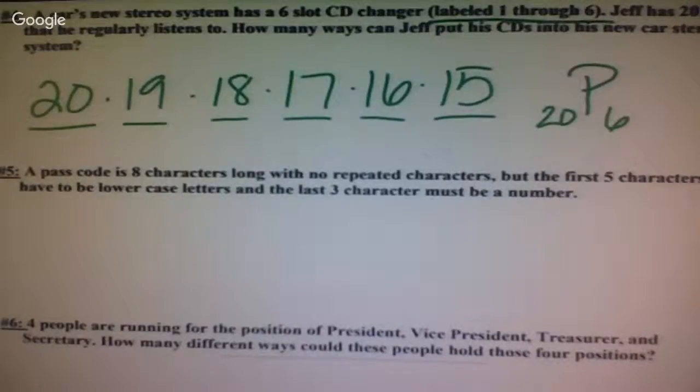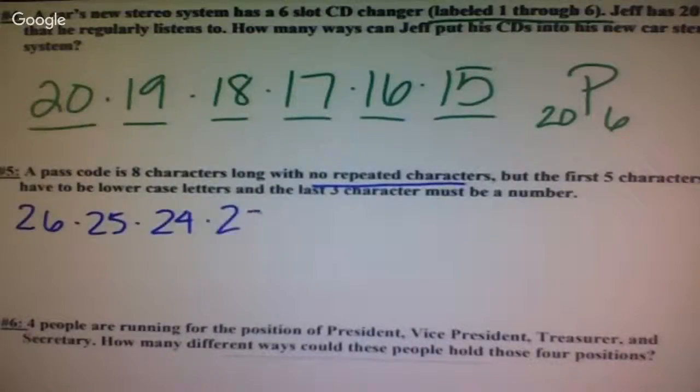A passcode is 8 characters long. No repeated characters, but the first 5 have to be lowercase letters and the last 3 must be a number. What does this look like? It starts at 26, 25, 24. It says no repeated characters. So 25, 24, 23, 22, and then because your first 5 are letters, 10, 9, 8 for my numbers.